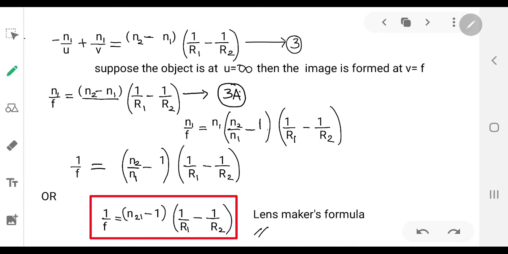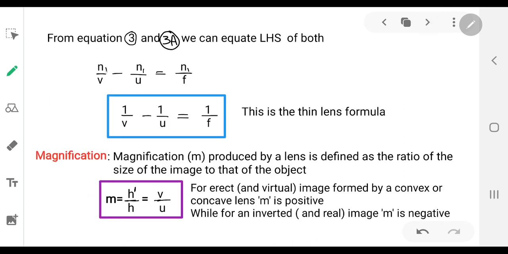Now in equation 3 and 3a, look at the right hand sides of both equations. They are the same, so you can equate the LHS of both. So that will be n1 by v minus n1 by u is equal to n1 by f. If you take n1 common throughout, it gets cancelled, and you get 1 upon v minus 1 upon u is equal to 1 upon f. This is the thin lens formula.